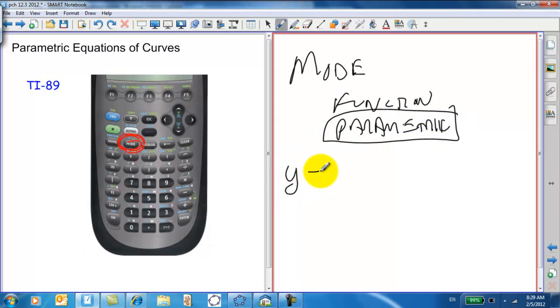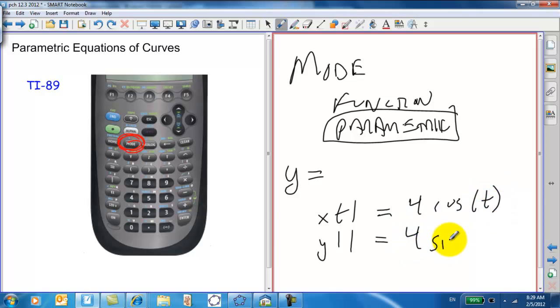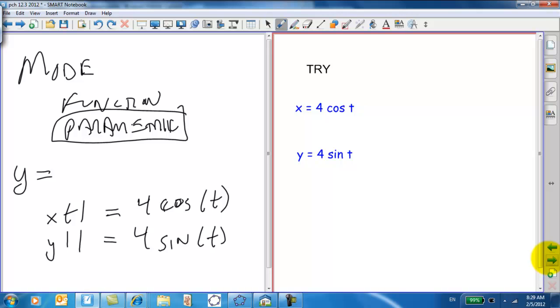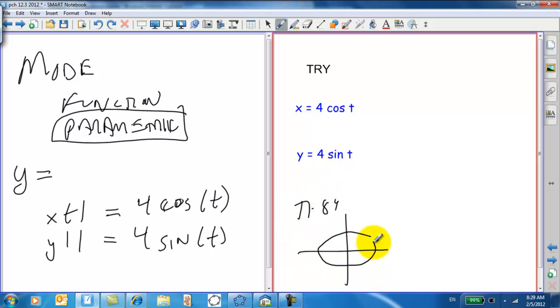Now when you go to the y equals menu, you don't see y as a function of x anymore. It says xt1 and yt1. And let's try setting up this one, 4 cosine t and 4 sine t, and see what that looks like. Okay. 4 cosine t, 4 sine t. Take a look. What does it look like on your calculator? Now the TI-89, at first it might look like this. It looks almost like an ellipse. But if you go to zoom square, you'll see the true shape.